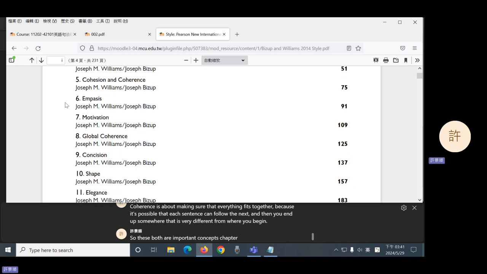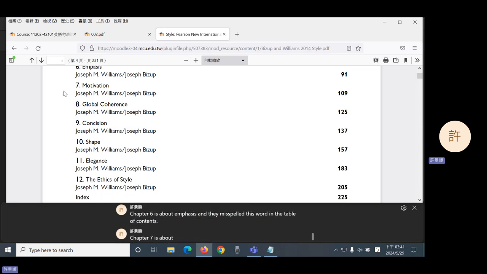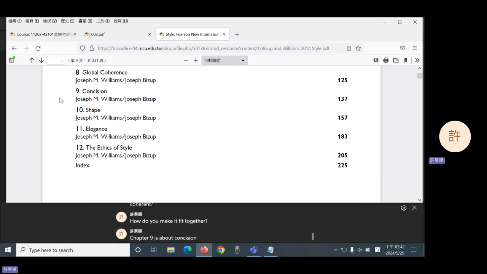Chapter six is about emphasis, and they misspelled this word in the table of contents. Chapter seven is about motivation. How do you get your reader to want to keep reading? Chapter eight is about global coherence. So not just within each sentence and within each paragraph, but how do you make your entire essay coherent? How do you make it fit together? Chapter nine is about concision, which means being shorter and briefer without losing your meaning.